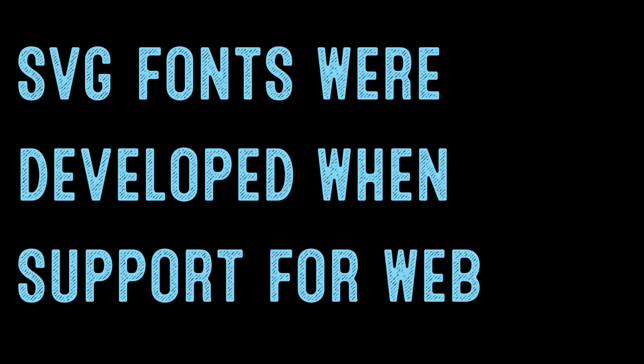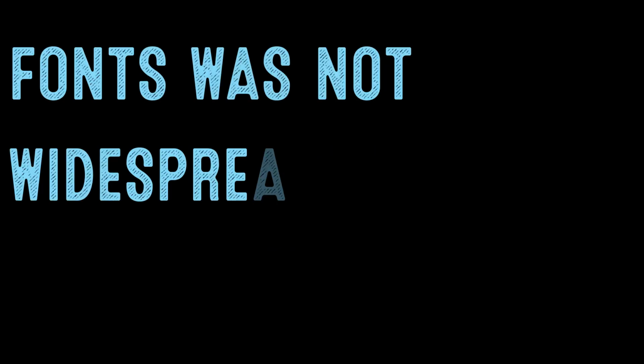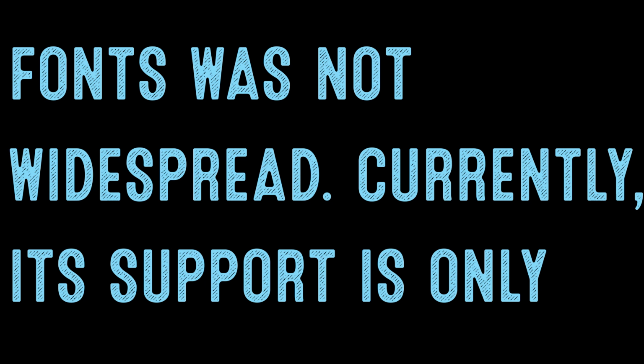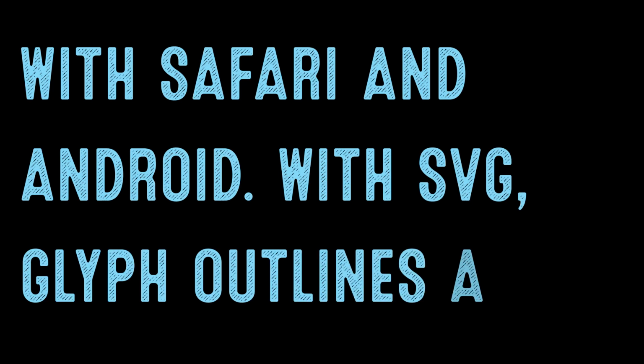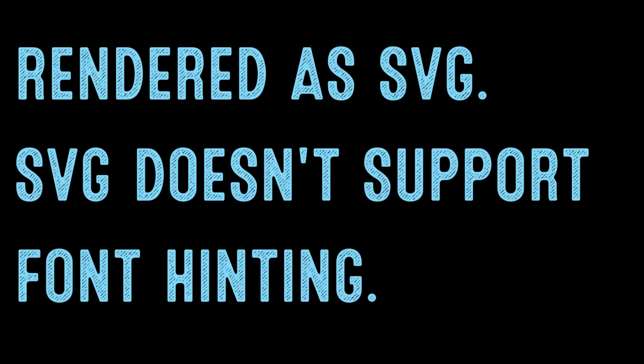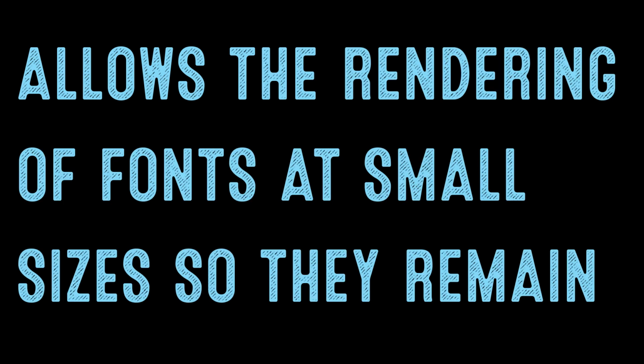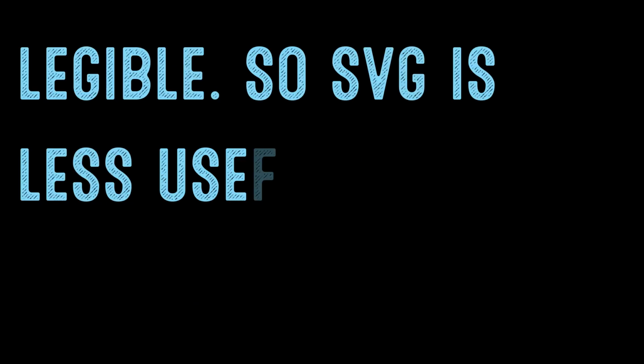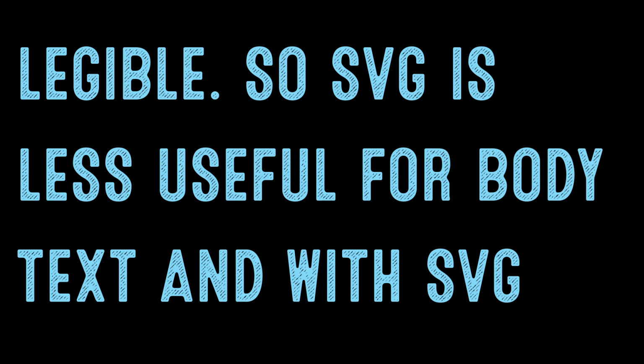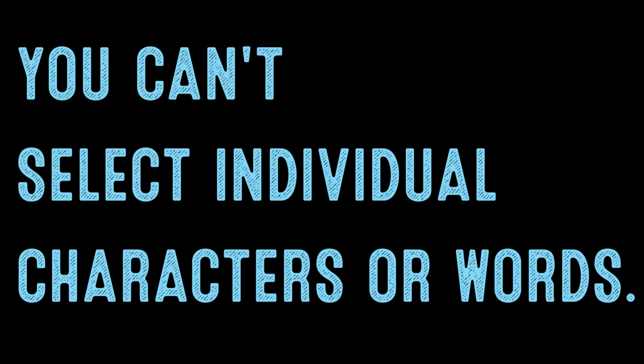SVG fonts were developed when support for the web fonts was not widespread. Currently, its support is only with Safari and Android. With SVG, glyph outlines are rendered as SVG. SVG doesn't support font hinting. What is font hinting? Font hinting provides additional information which allows the rendering of fonts at small sizes so they remain legible. So SVG is less useful for body text, and with SVG, you can't select individual characters or words.